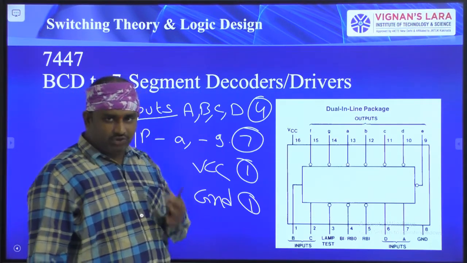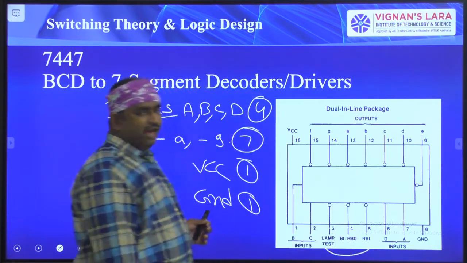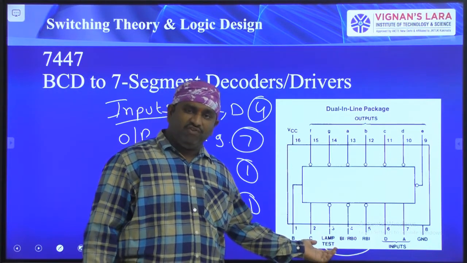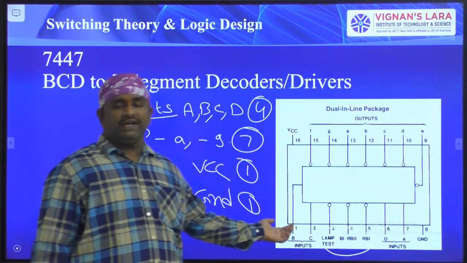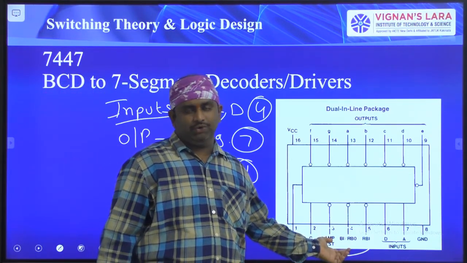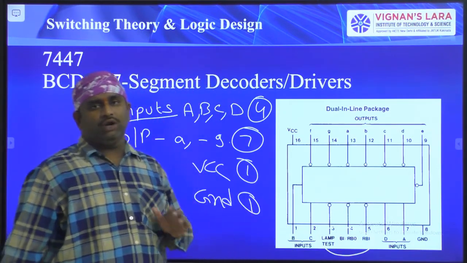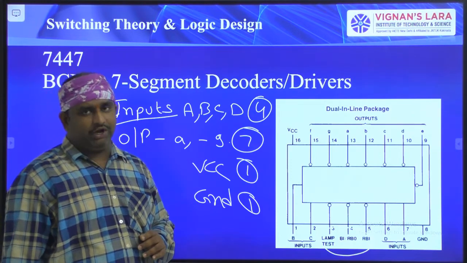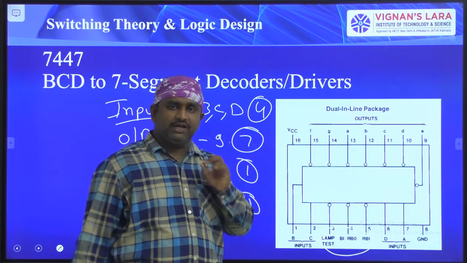Coming to the remaining 3 pins, those are RBI, RBO and lamp test. Here the manufacturer provided 3 different signals to test this circuit, and it has given some controls. If you want to learn about these controls, you have to study the data sheet of this IC. So here the most interesting part is the data sheet.